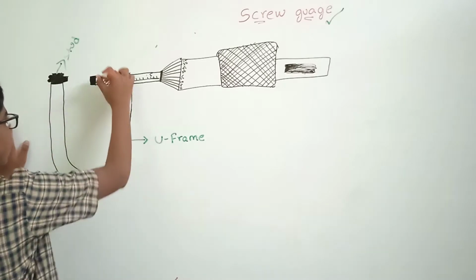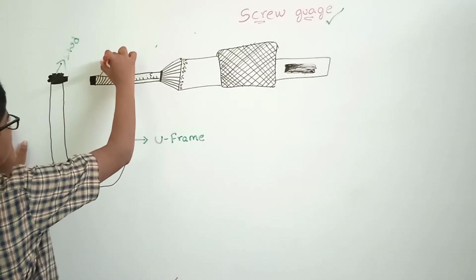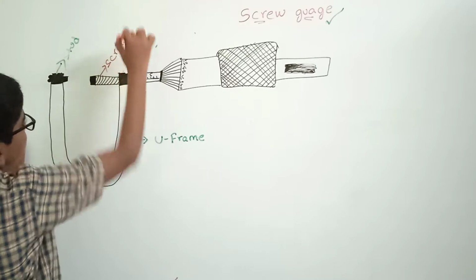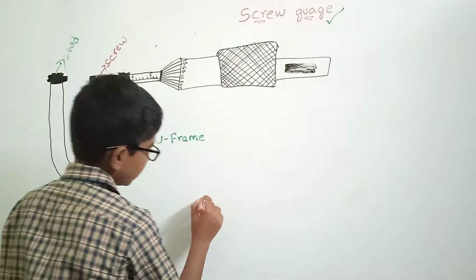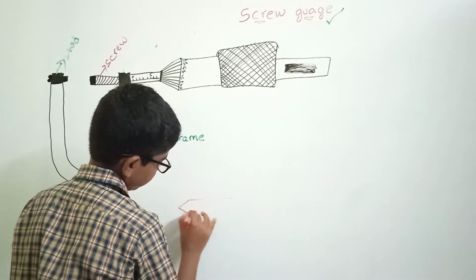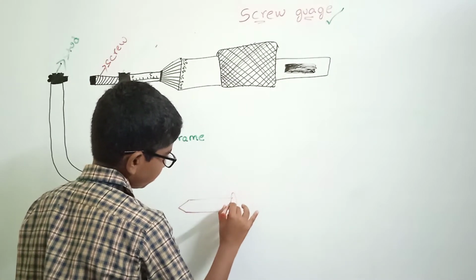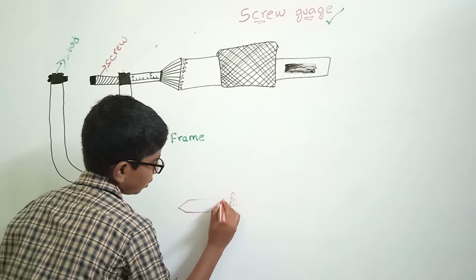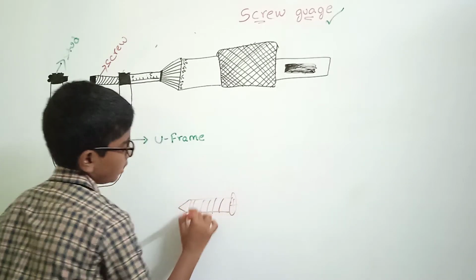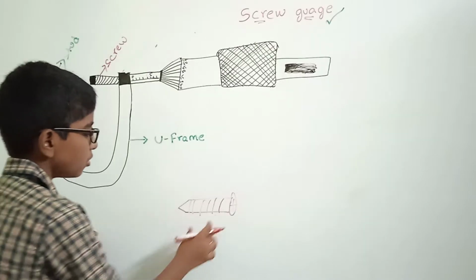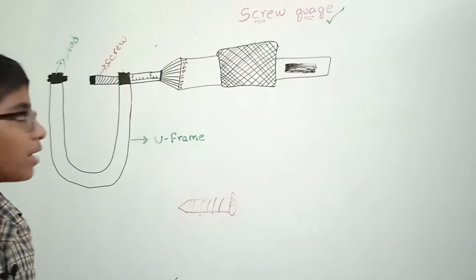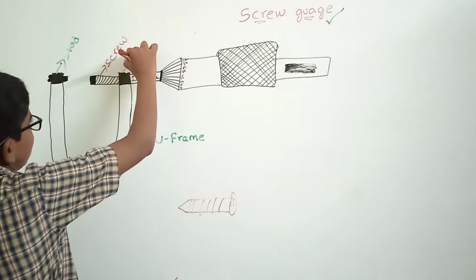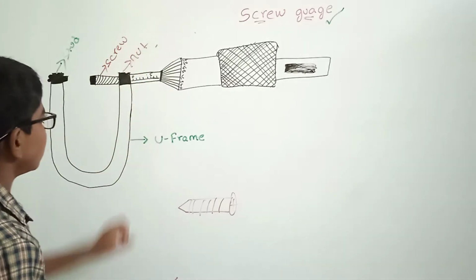Next, we see this one is the screw. Screw means it is a thread-like structure on the outside. Suppose we take this as a screw, there is an outline structure like this. The outside of it is called the screw. Inside, this ring structure, we call it the nut.